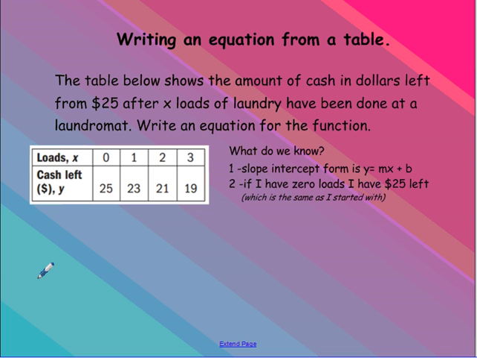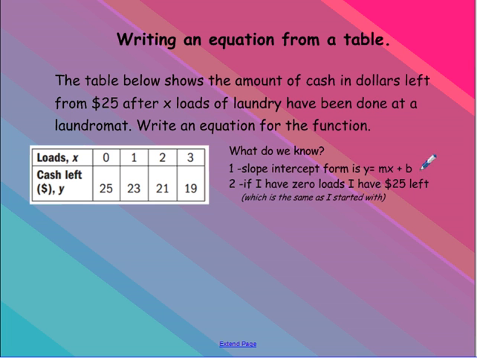Now we're trying to write an equation using a table. So if we have this table and it's going to show us the amount of cash left after starting with $25, after so many loads, how much money are we going to have? So if I'm washing 0 loads, I still have my $25. Well, that makes sense. If I wash 1 load, I now have $23. If I wash 2 loads, I now have 21. And if I have 3 loads, I now have $19. So what do we know?